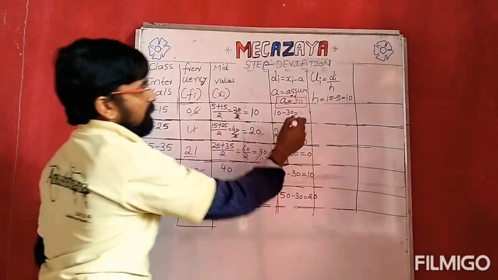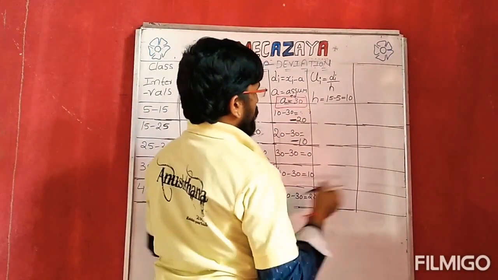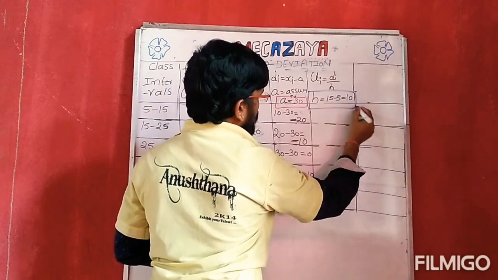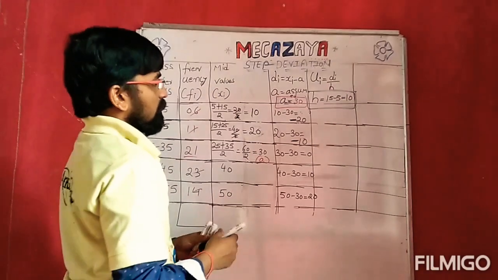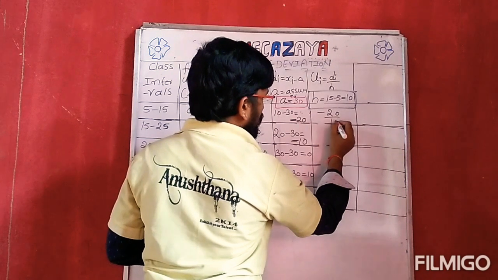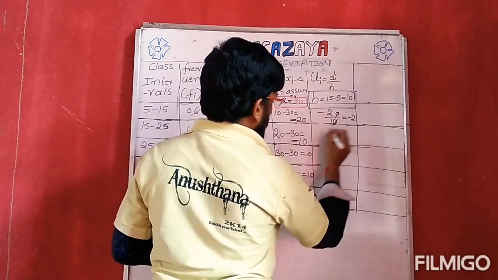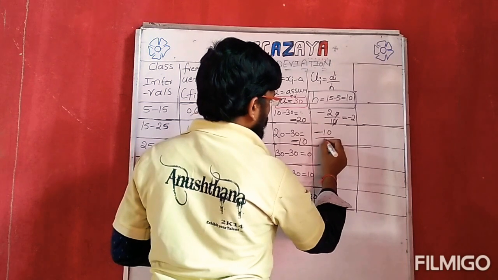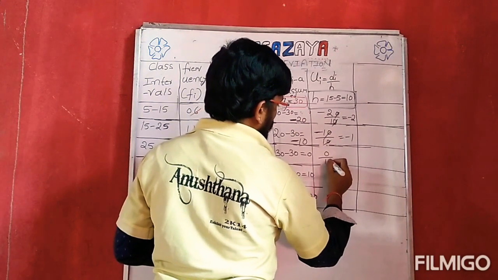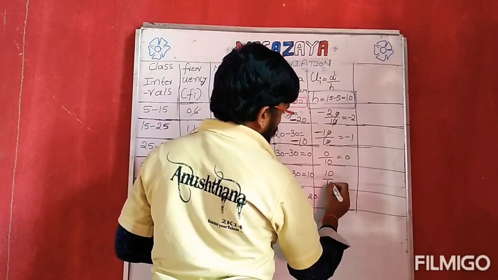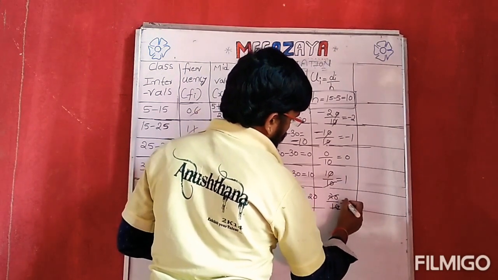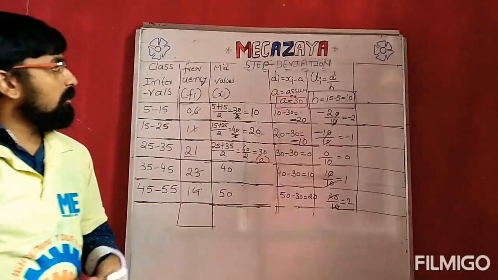So h equals 10. h equals 10, the class interval difference. Now how are you going to divide di by h? Minus 20 by 10, the 10 cancels, minus 2. Minus 10 by 10, minus 1. 0 by 10, 0. 10 by 10, 1. 20 by 10, 2. That's it. So this is called ui.